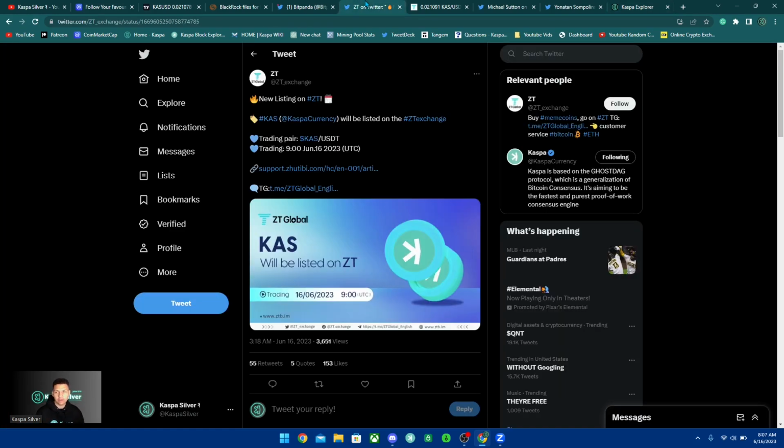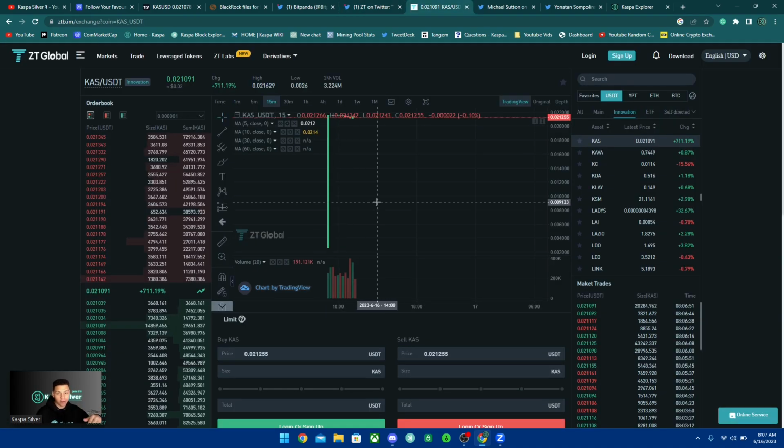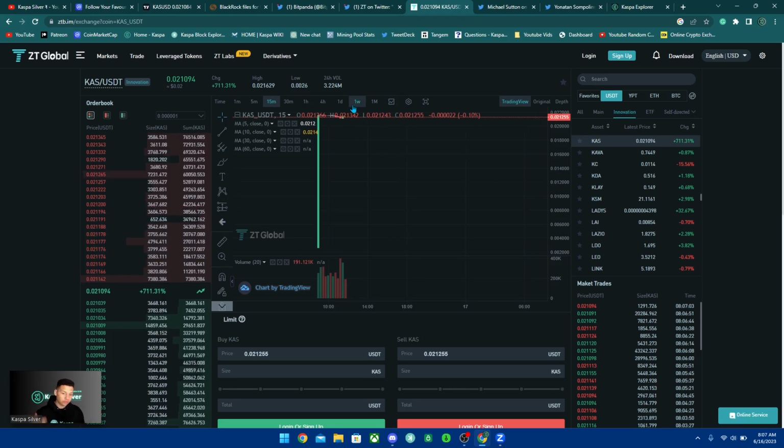Another exchange listing that came out today was ZT Global, and this is actually live right now. It's tradable on ZT Global. Kaspa is here, so it's really good news for Kaspa to continuously get listed on exchanges. We really need to get that adoption going if we want to keep moving forward.